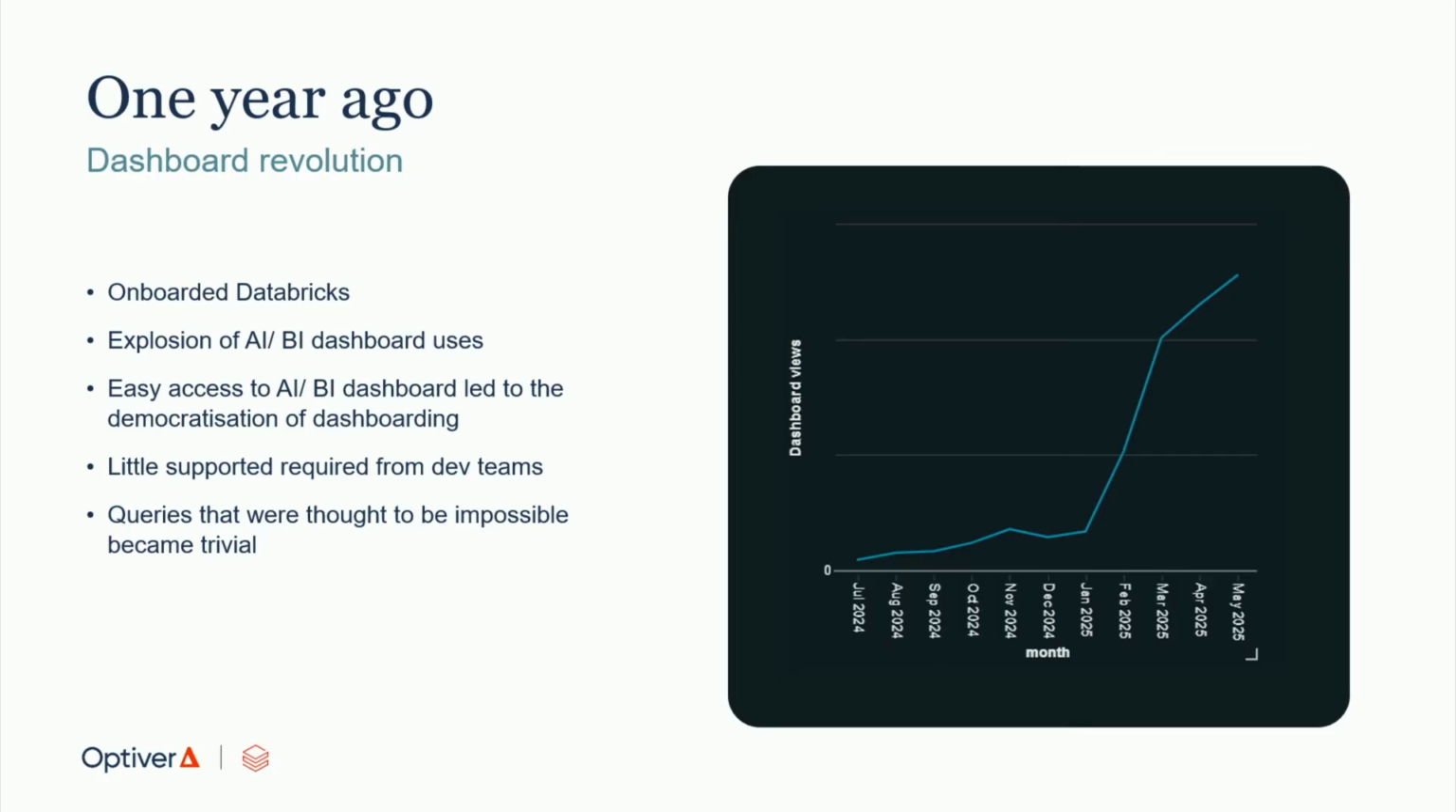Everybody was tapping into the data. And why is that? It was because access has finally become easy. This shift has led to the democratization of dashboarding. Now, you no longer need a developer to build or maintain a dashboard. If you have a question, you can just explore the data and build your own insight. Even more impressively, thanks to Spark and Databricks, queries that were once thought to be impossible were now done trivially by everybody.